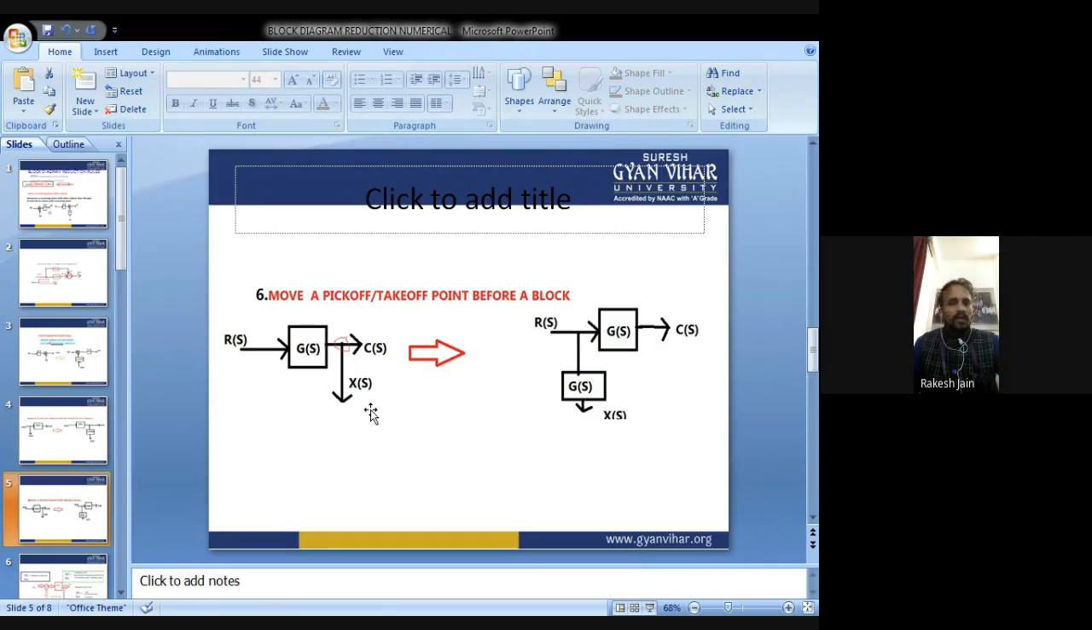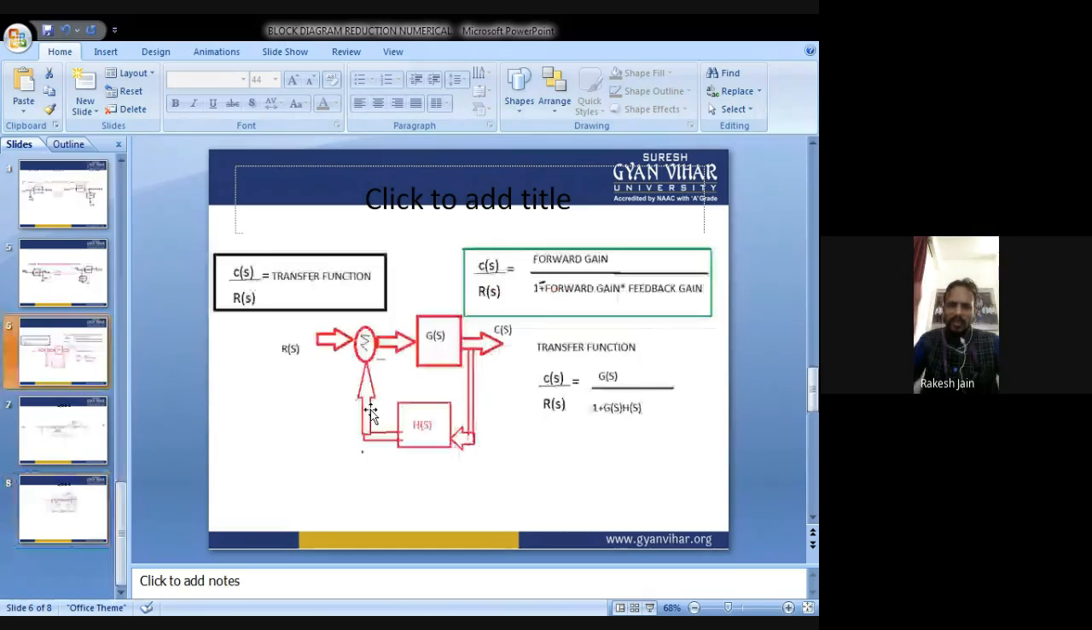Similarly, if you wish to move a pick off point or take off point just before a block, then the gain of that particular block, before which you move that take off point or pick off point, will come with the gain of that block. So here it is shown.